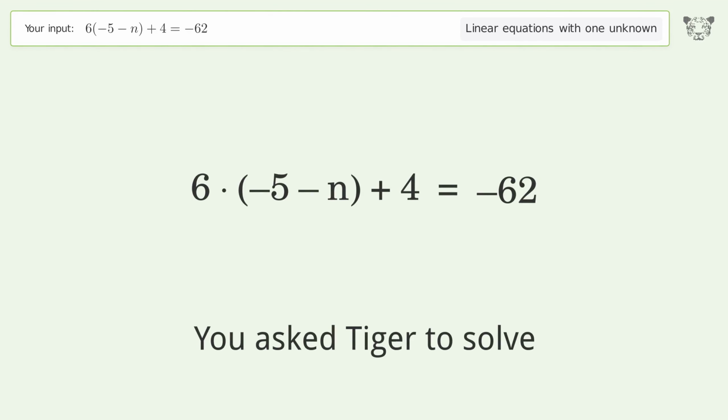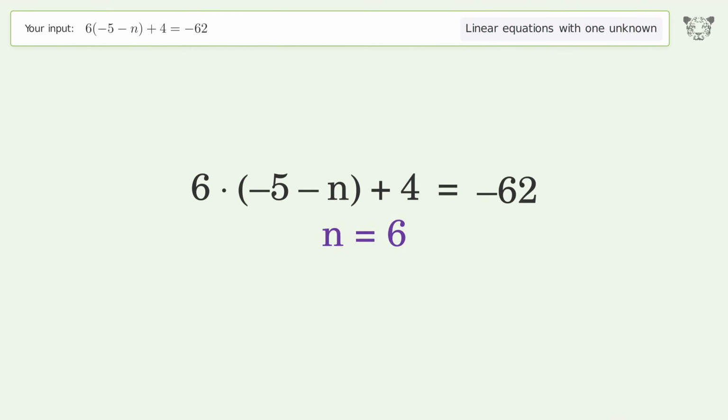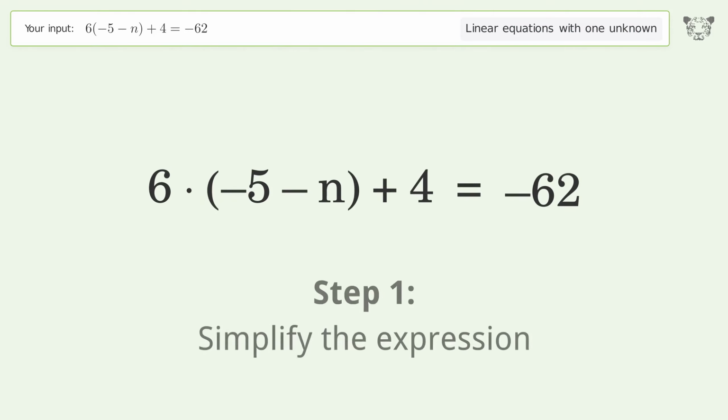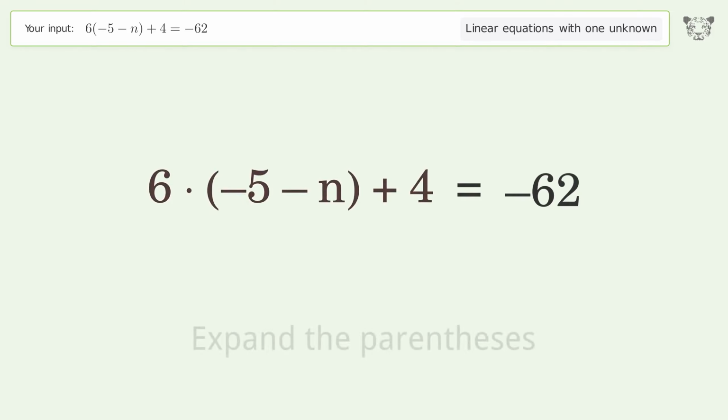You ask Tiger to solve. This deals with linear equations with one unknown. The final result is n equals 6. Let's solve it step by step. Simplify the expression. Expand the parentheses.